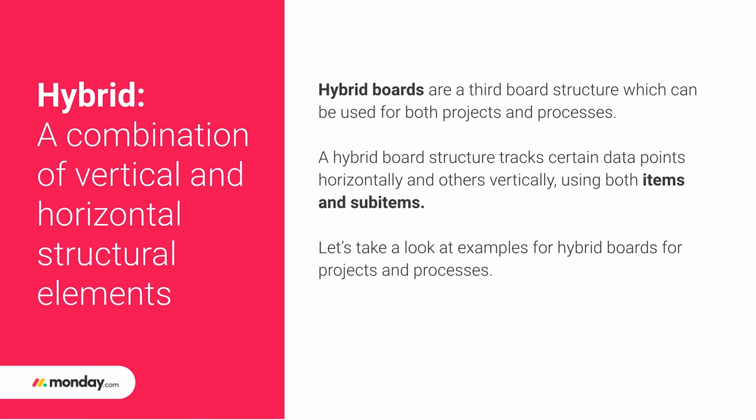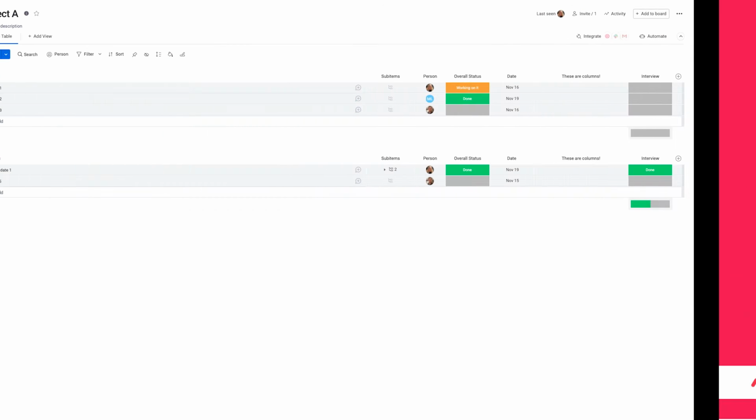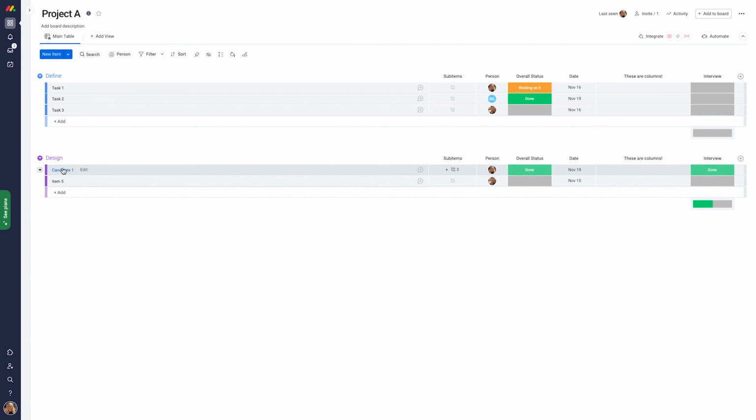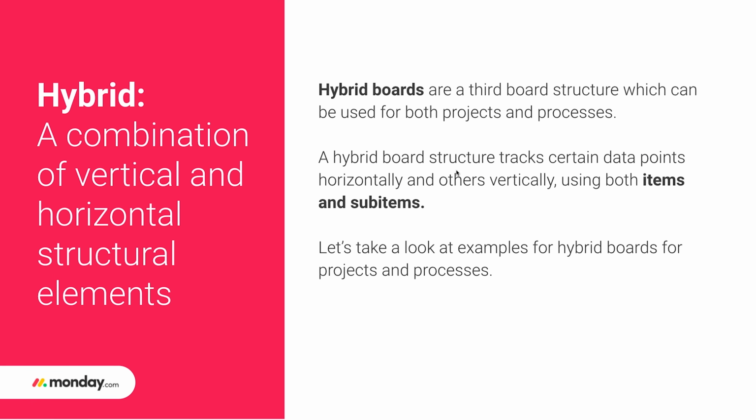So again, what this does is it tracks certain points horizontally. Usually the instance, right, is tracked horizontally. Think back to what I showed where we had the candidate as the item and I was tracking the overall status in the column and then I was tracking some of the steps in the sub items, right? I can jump back as well. Here's where we were. Candidate 1, overall status, and then we're tracking some of those steps in the sub items. So that's kind of the concept of hybrid.